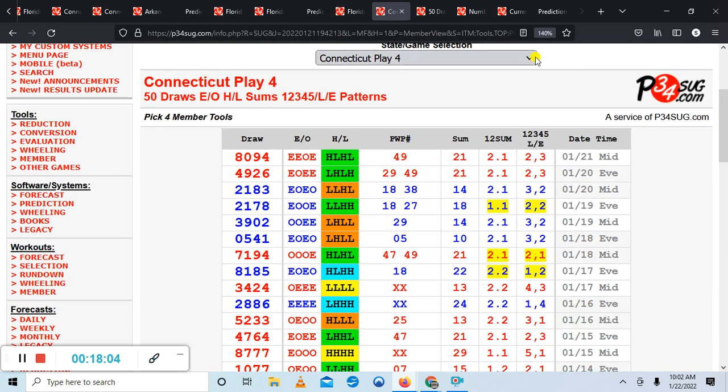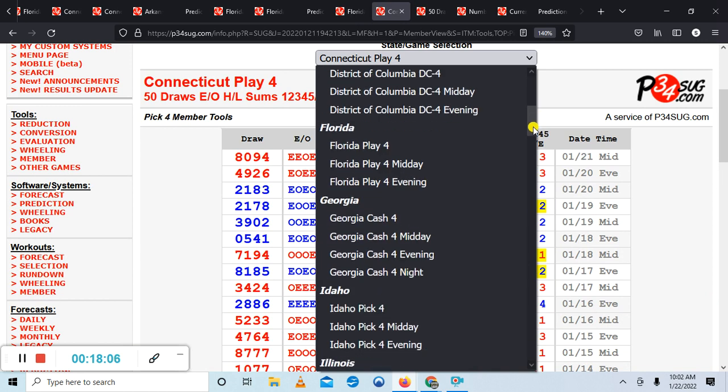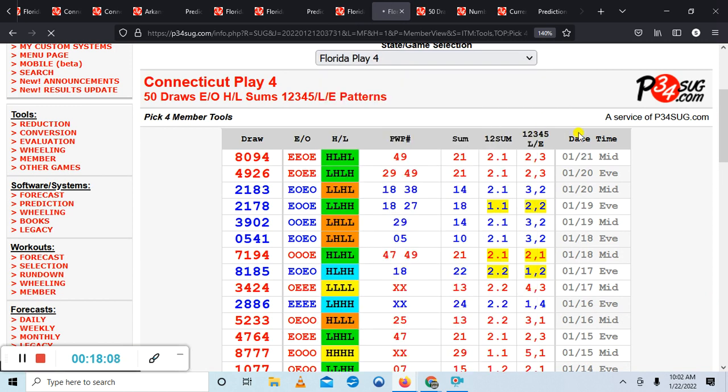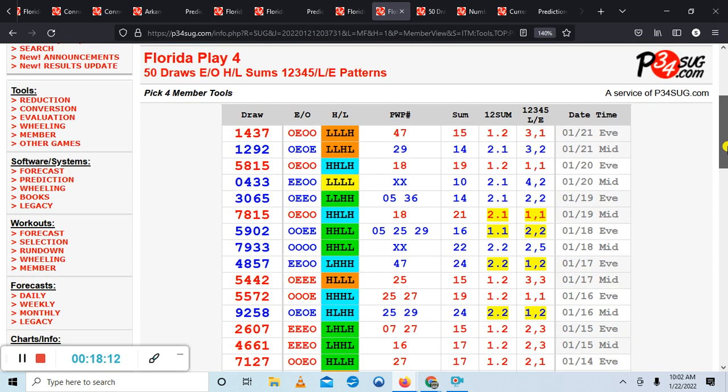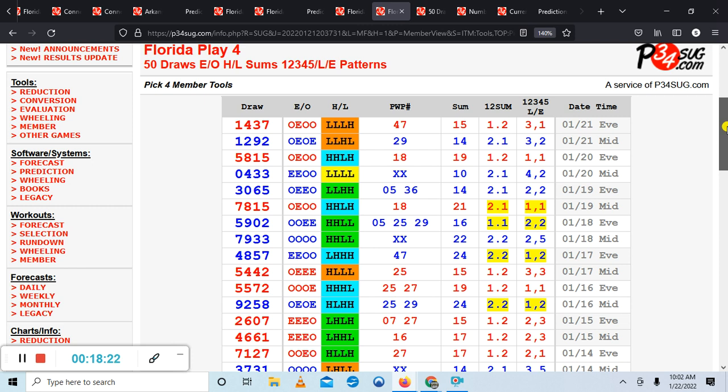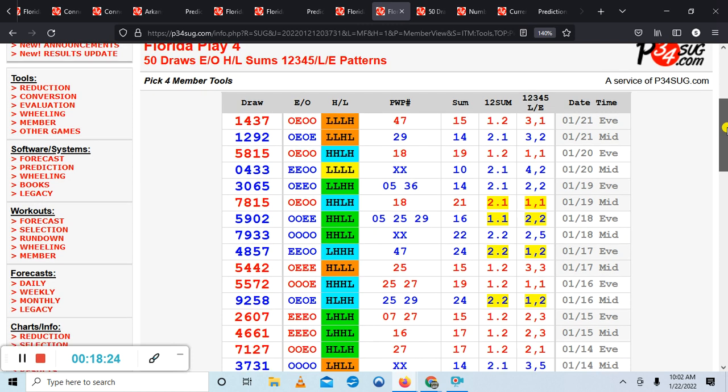Let's go here for my workout. I'm giving y'all a live workout now. This is a live workout for Florida Pick 4. Okay, and this is what I like. And remember, you got to look for my patterns that I give you for at least 3 draws. So I try to reduce it as low as possible so it can be affordable for some people to play.